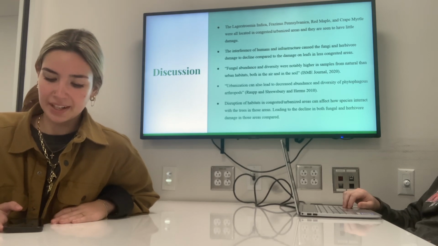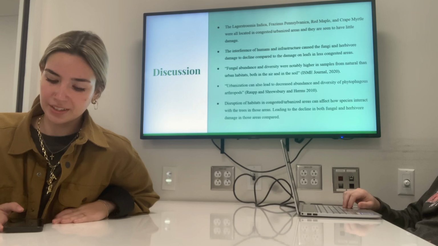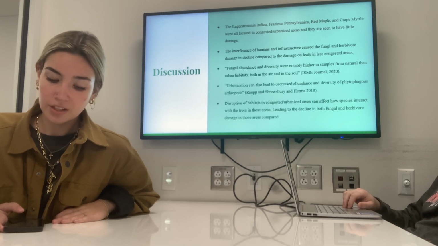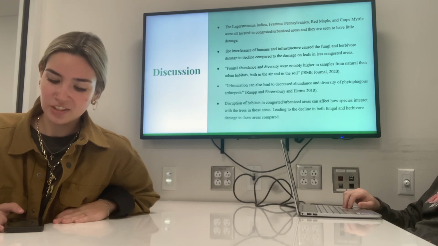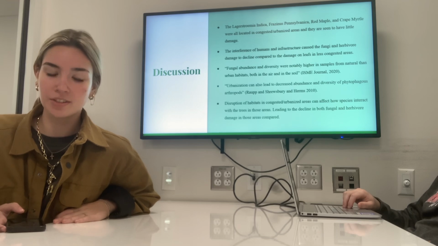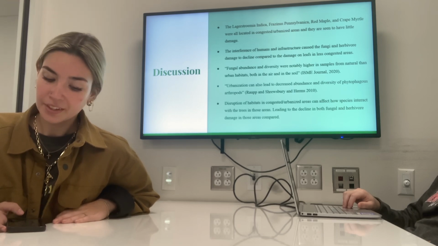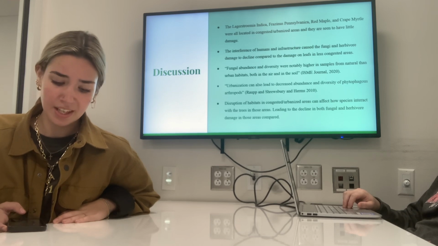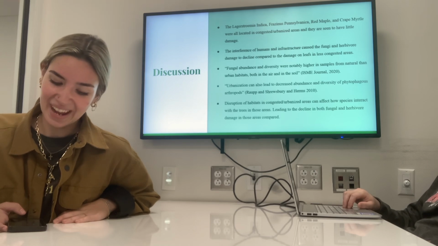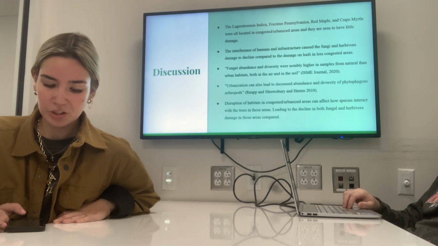The quantitative data includes the measurements of the damage done to each tree. The numbers show the damage of tree leaves in congested areas along with the measurements of leaf damage in non-congested areas, also seen in figure 2. The Lagerstroemia indica, the Fraxinus pennsylvanica, the red maple, and the crepe myrtle were all located in congested and urban areas. They are seen to have little damage.